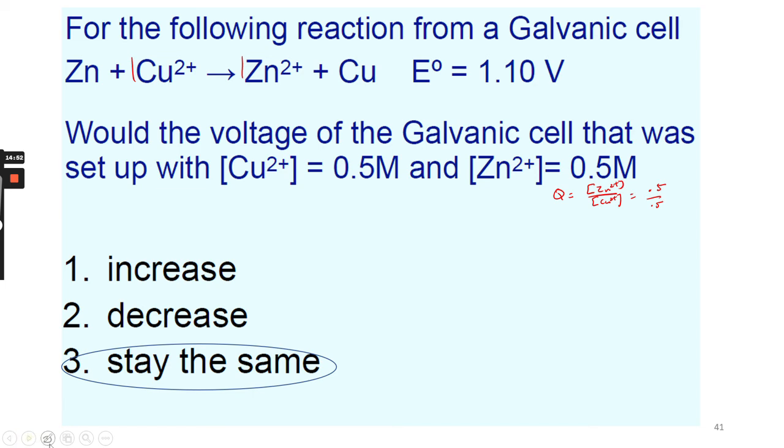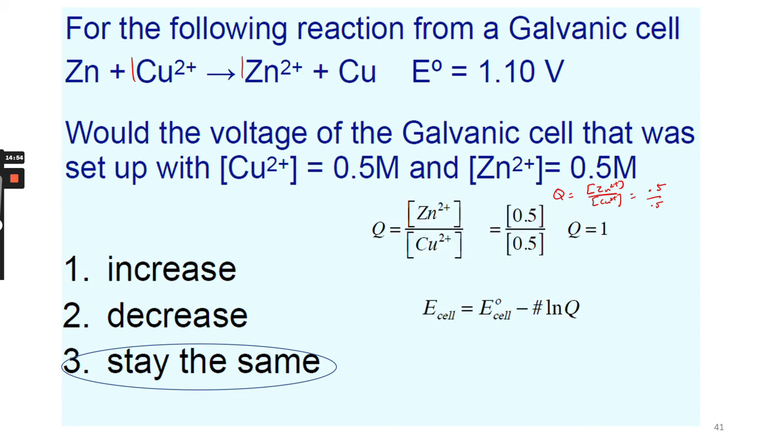So plugging it in, this term now becomes 0. So E is going to be equal to E naught. When Q equals 1, the natural log of Q is 0, thus the voltage stays the same. Be careful, guys, because this reaction is 1 to 1, so we could just set it up like that. But if we had other numbers here, just because their concentrations are the same doesn't mean that Q is 1. So make sure you set up your Q expression properly.